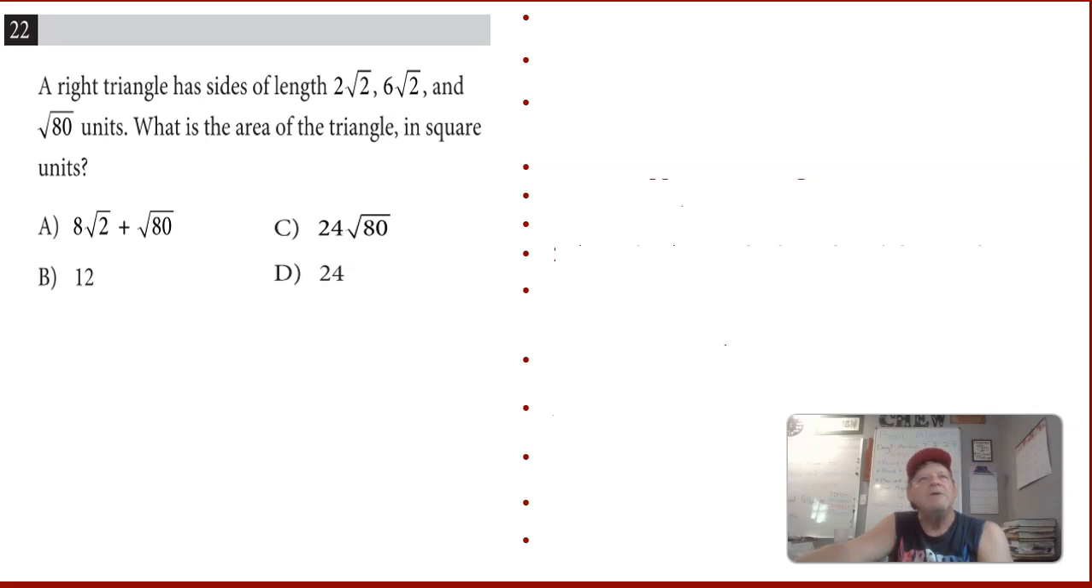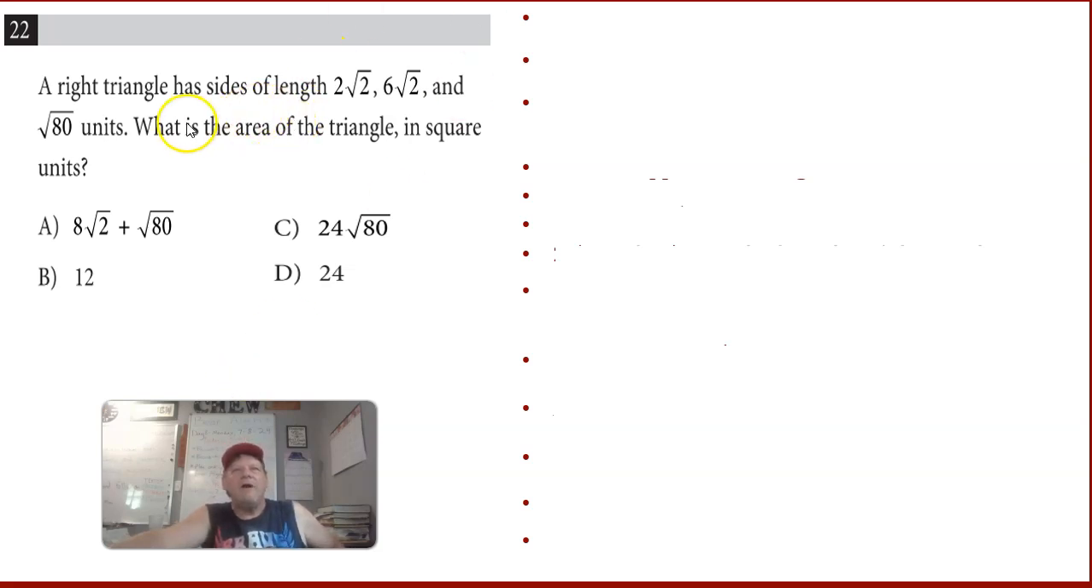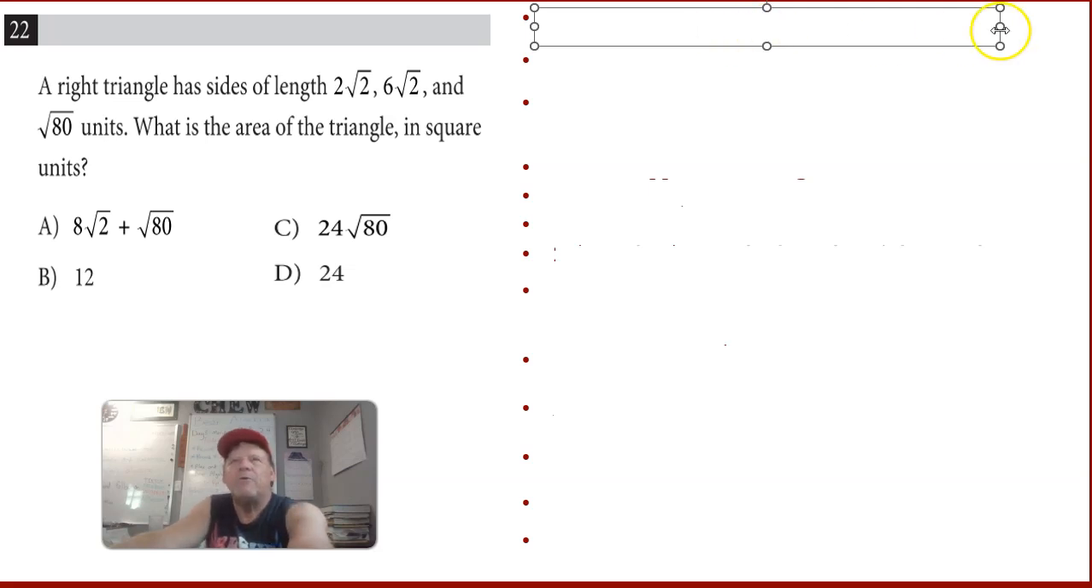So number 22, it's about the area of a right triangle. And the problem with it, what makes it hard is that the lengths have radicals in all 3 of them. So you have to remember the area of a triangle. A equals 1/2 BH. You got to figure out which is the B and which is the H. Well, I'll give you a hint. They are the legs, which means the 2 shortest sides. So pause it now, work that out, and then once you start it back up, I will be happy to work it for you.